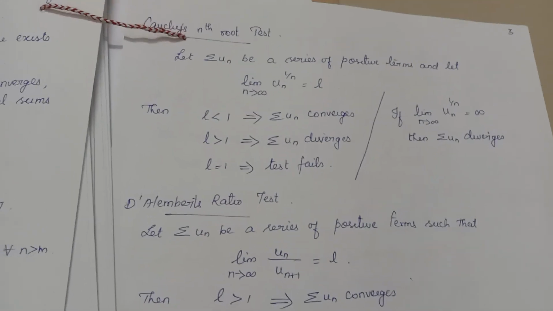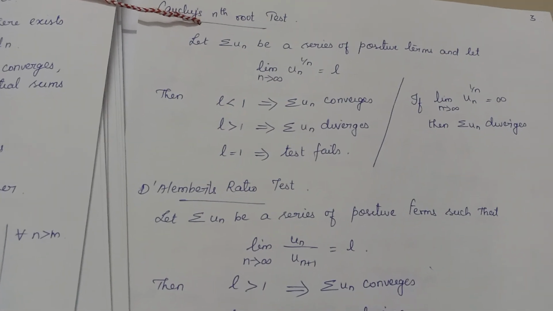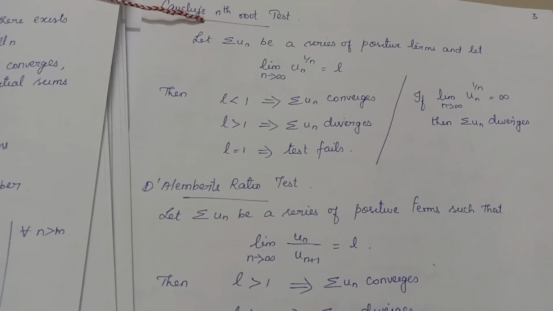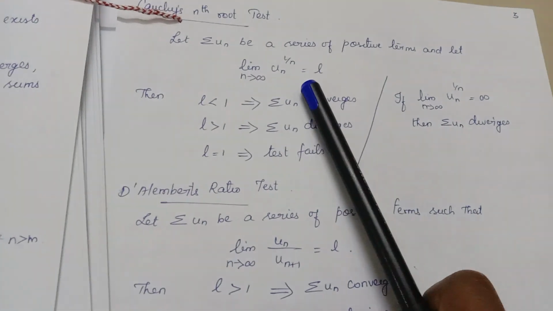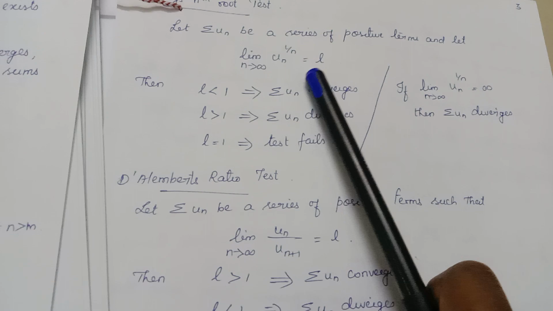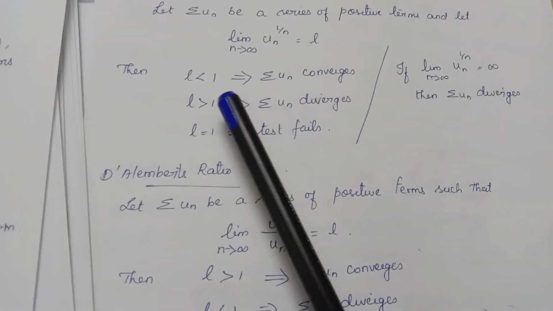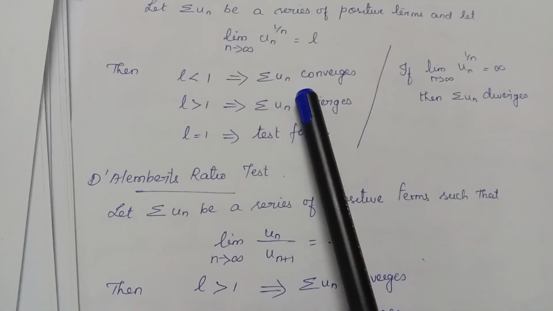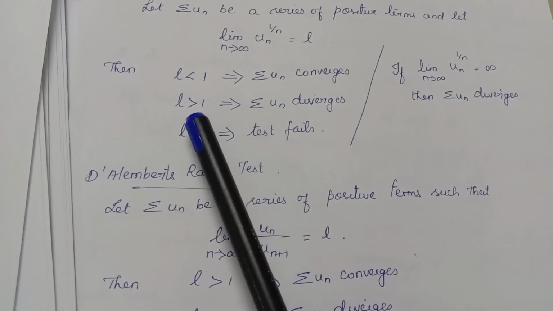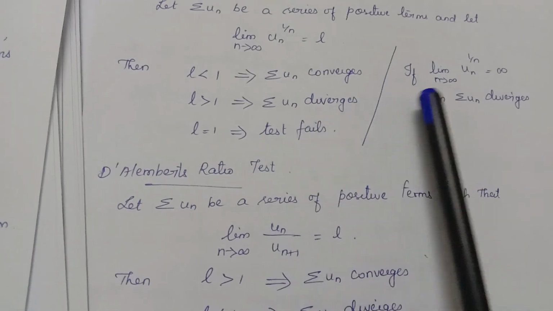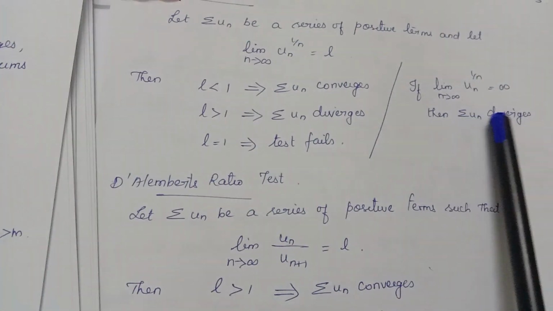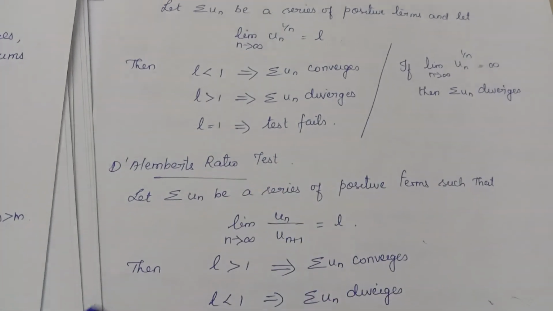Next one is Cauchy's nth root test. This is used for testing convergence of a series of positive terms. See, nth root means what? un power 1 by n. You take the limit of un power 1 by n and call it L. If this L is less than 1, then the series converges. It diverges for L greater than 1, and for L equal to 1, the test fails. Suppose this limit is infinite, then the series diverges.